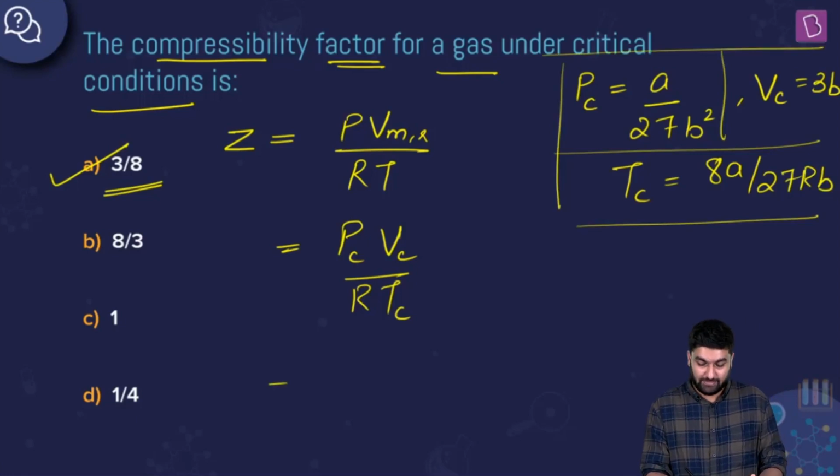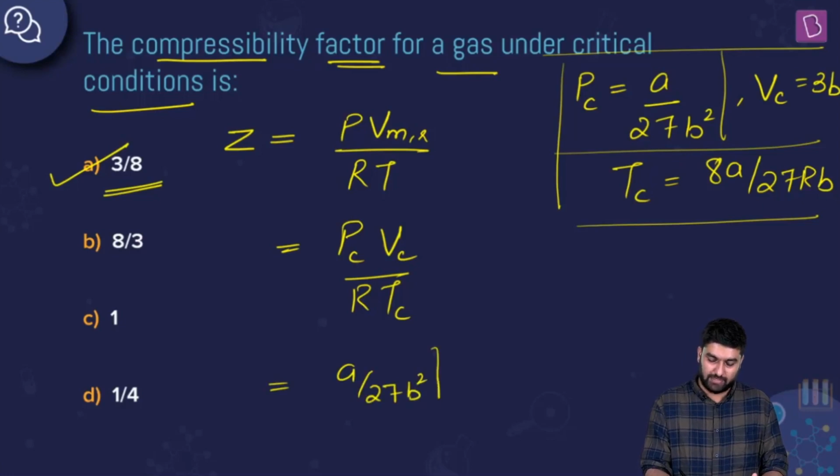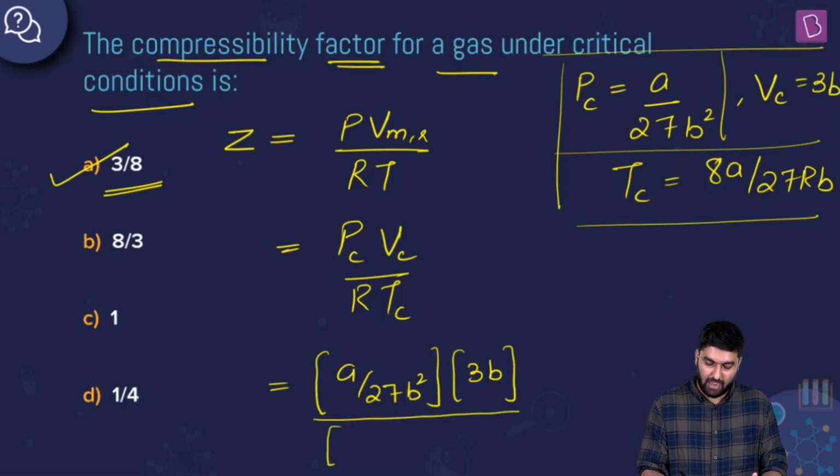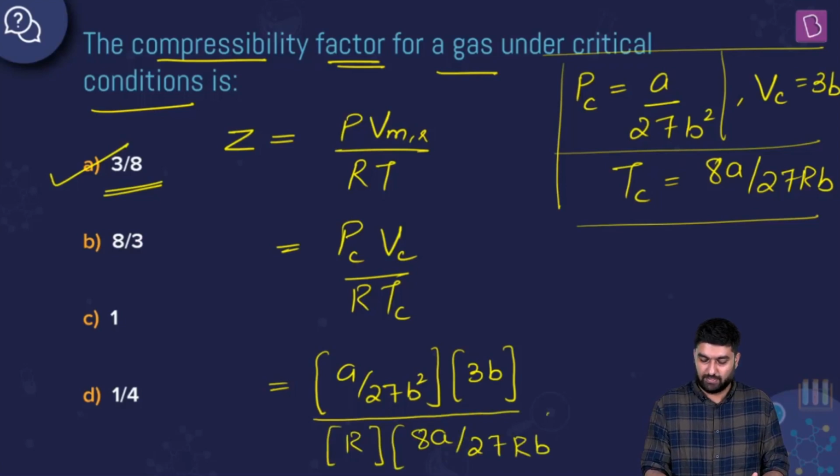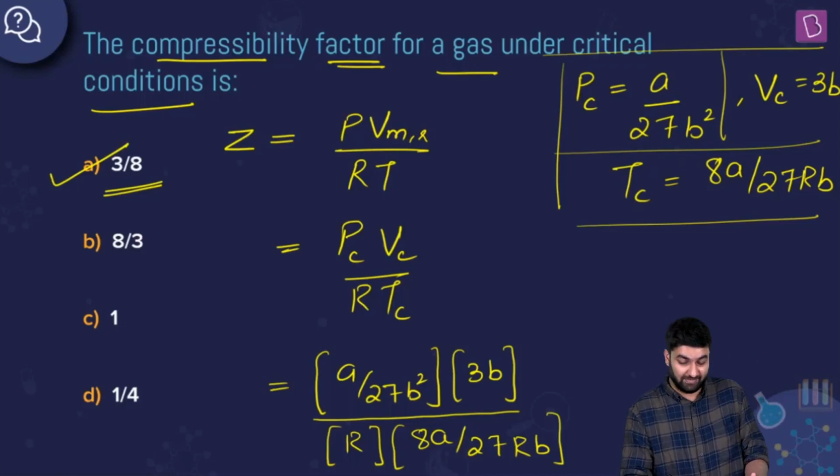Okay. So when we put in these values here, we have a by 27b square that gets multiplied by 3b here. And in the denominator, when we look at it, we have R here. Alongside what do we have? We have 8a divided by 27Rb. All right, friends, let's start canceling stuff out. The favorite thing I like to do. So yeah, a gets cancelled out, R gets cancelled out. What else do we have? 27 gets cancelled out. Okay, this b also gets cancelled out.